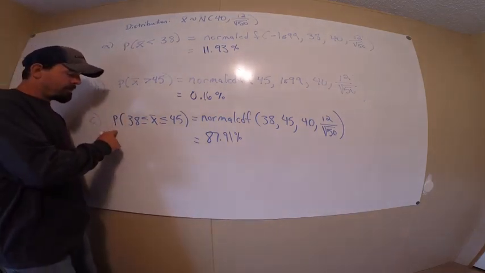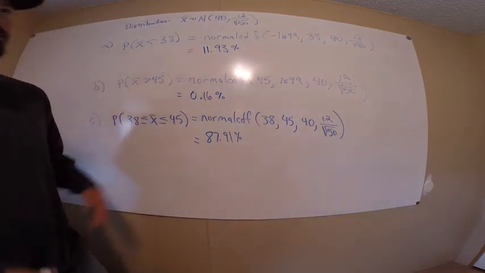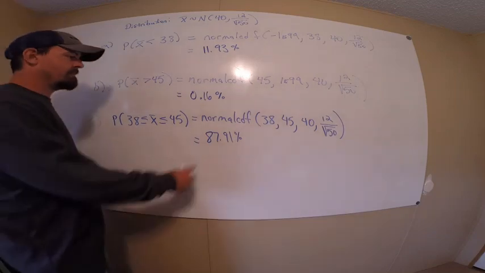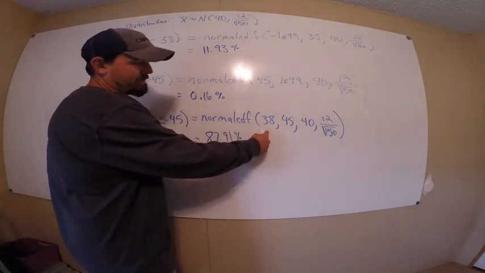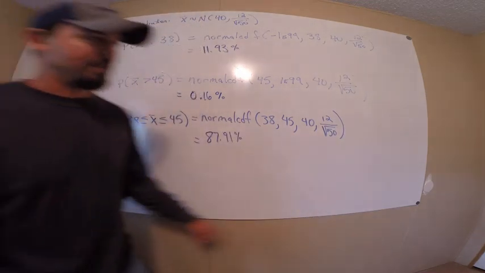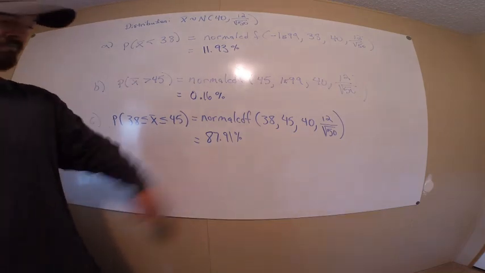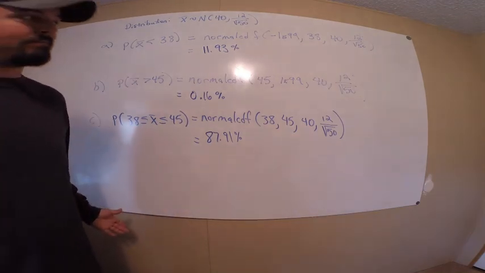Answer to C. Probability that 38 is less than or equal to X bar is less than or equal to 45. So we were looking between those two bounds on that one. Normal CDF, 38 is my lower, 45 is my upper, my mean is 40, my standard deviation is 12 over the square root of 50. If you type that in, you get 87.91%.